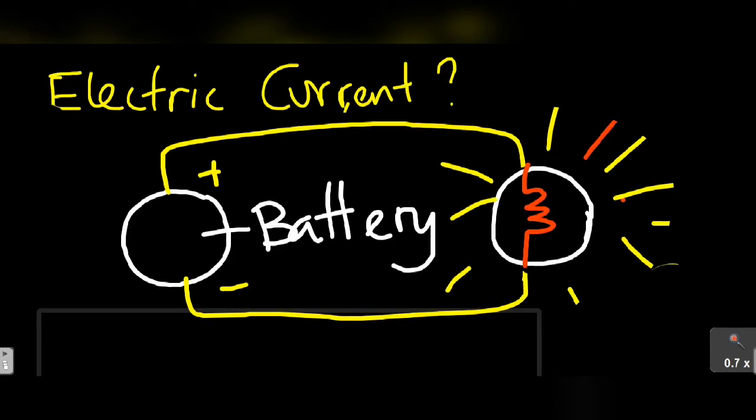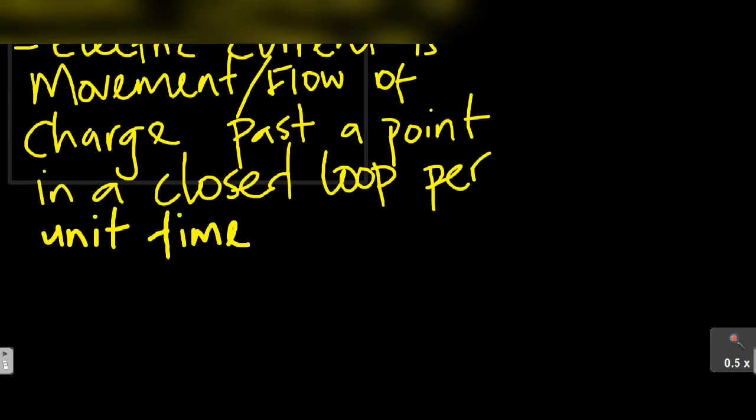Now that we are done trying to understand the previous diagram that we did, we can safely say that electric current is simply the movement, or rather the flow, of electric charge past a given point in a complete circuit, in a closed loop or a closed circuit. Let me just write that down for you so that you do not forget what we are talking about. Electric current.